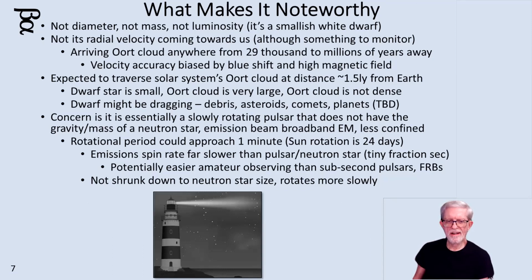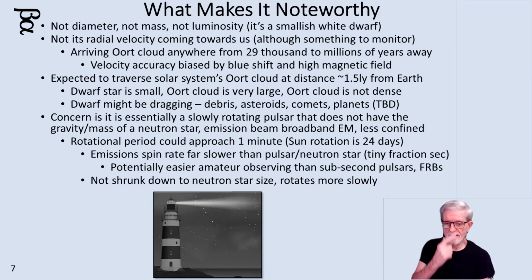It's a dwarf star. It's small. The Oort cloud is large. The Oort cloud is not that dense. Given that it was once a star, it might have had a solar system, and it might be dragging some things like debris or asteroids or comets, or maybe even planets, but that's not yet determined. The concern is the electromagnetic emanations from it. It doesn't have to have the gravity or mass of a neutron star. It could have a broader width beam, broadband electromagnetic emanations.